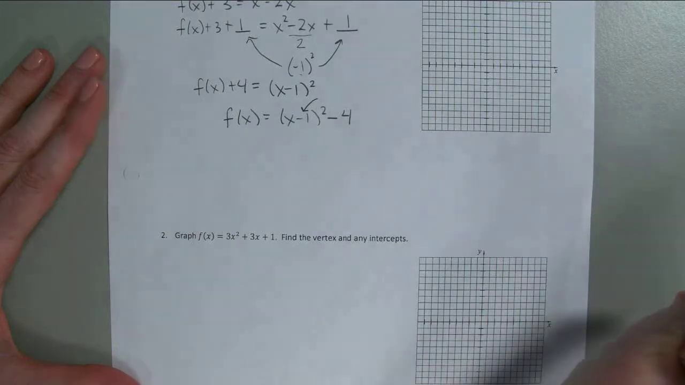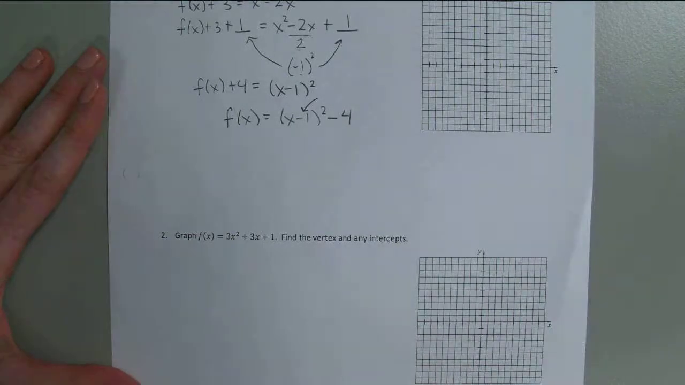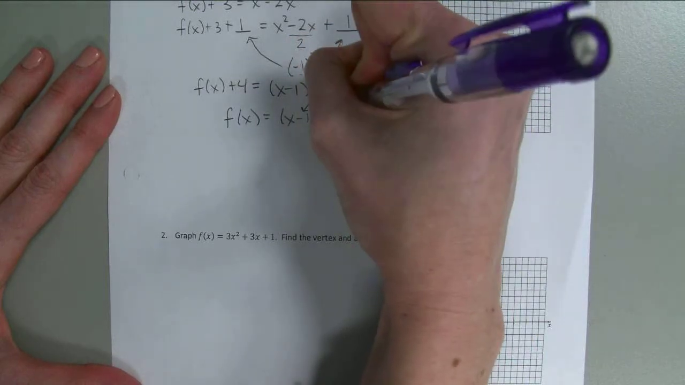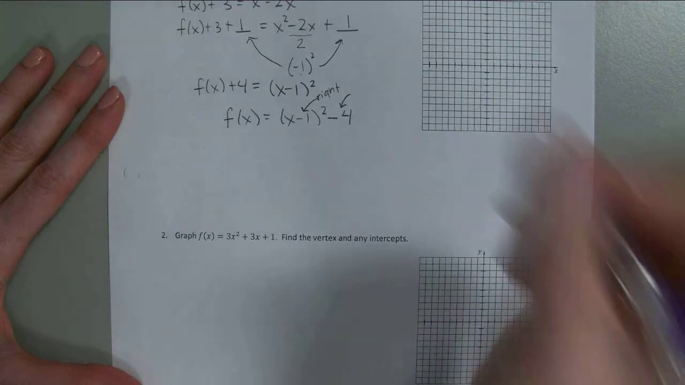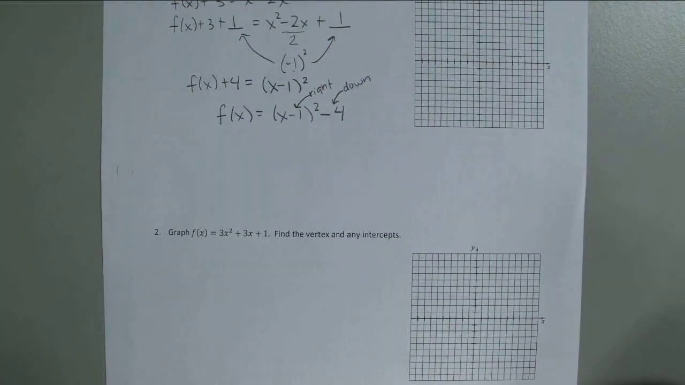Down? Nope. Inside's always left or right. To the right 1. The outside's up or down. So what's this minus 4 going to make us do? Go down. All right? So now we can graph him.